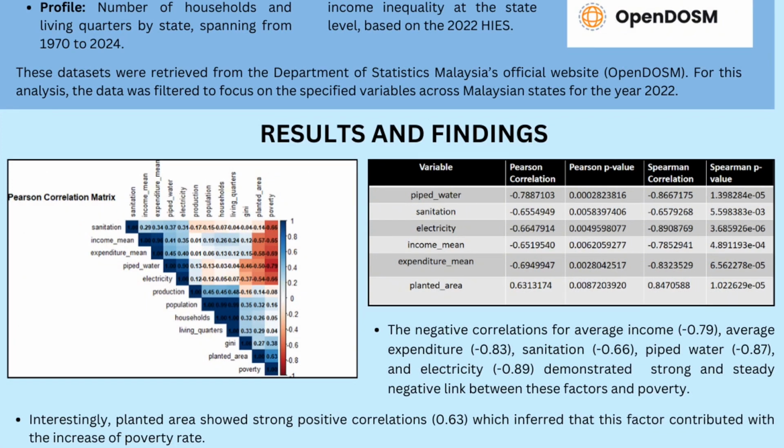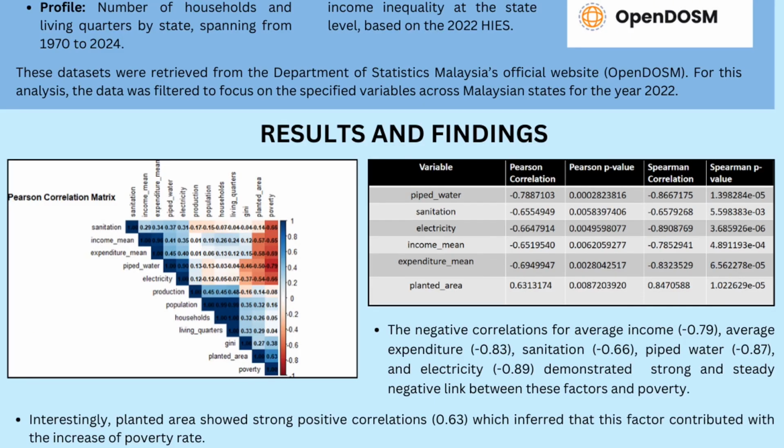For the first part is the correlation matrix. It can be found that the negative correlations for average income, average expenditure, sanitation, pipe water, and electricity have demonstrated a strong and steady negative link between these factors and the poverty rate. Interestingly, it was found that the planted area showed a strong positive correlation, which implied that this factor contributed to the increase of poverty rate in Malaysia.